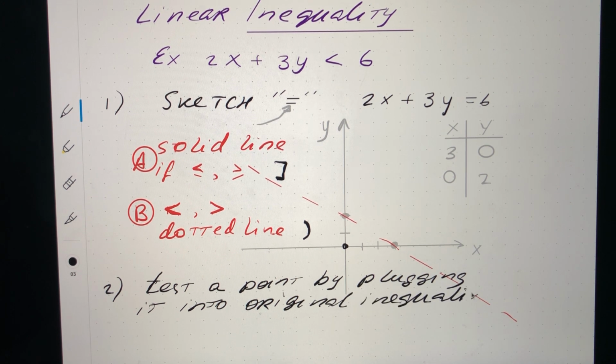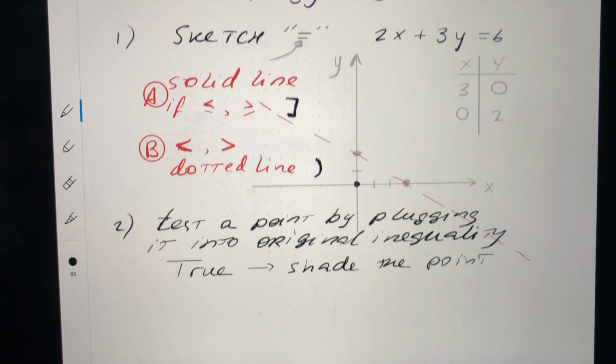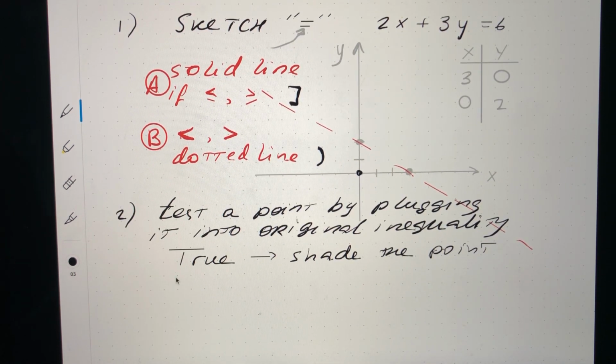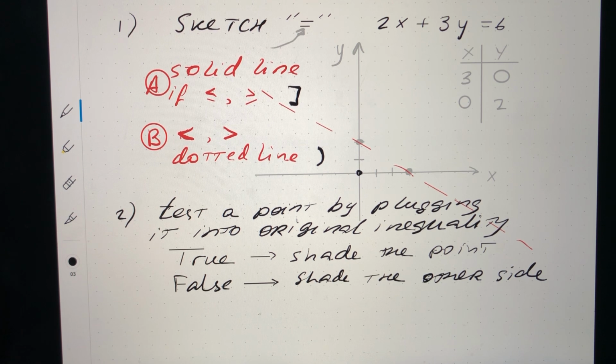And if the answer happens to be true, then we shade the side where the point is, because that means that all the points on that side would also be true. If the answer turns out to be false, then none of the points on that side would be true, and so the answer has to be on the other side. So we simply shade the other side, meaning the side opposite of our point.